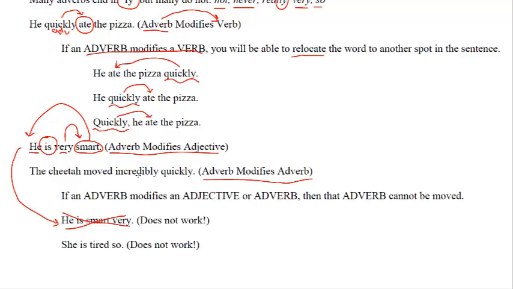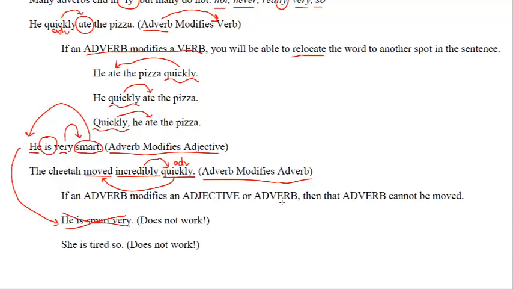The cheetah moved incredibly quickly. Here we have our verb moved. How did it move? Quickly. Okay. So we have an adverb quickly. It tells you how the cheetah moved. How quickly? Incredibly quickly. So we have an adverb, incredibly, modifying an adverb, quickly. So in this example, we have an adverb modifying another adverb, and that is perfectly fine. Happens quite often.